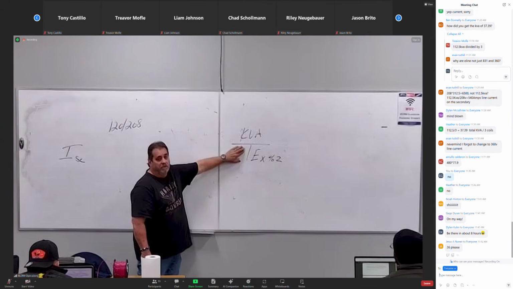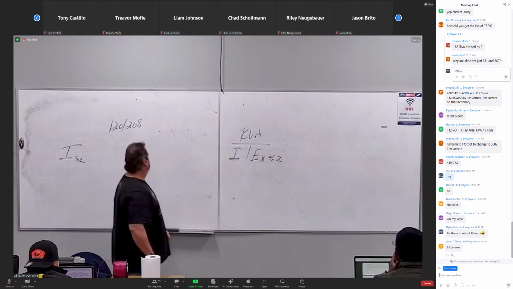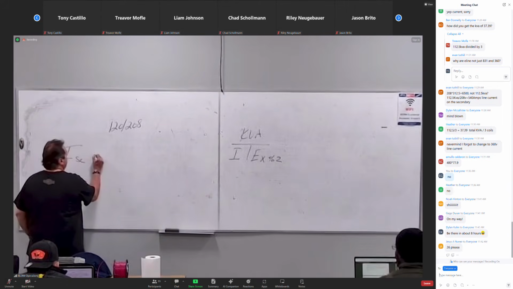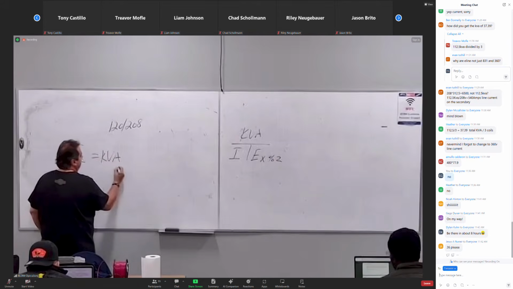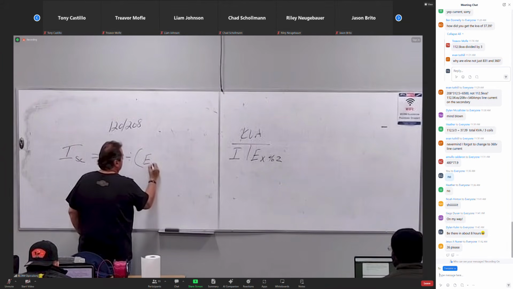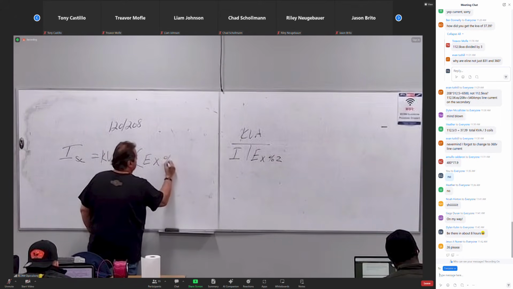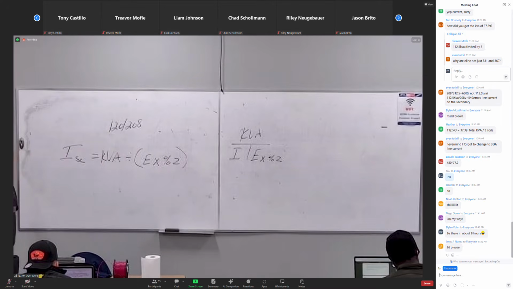That's it. We're looking for I, except we have to take voltage and do this. So if you can do that formula, it's ISC equals VA, or you could do KVA, I'll put KVA, divided by, in parentheses, E times the percent of impedance. Okay, so let's fill in the blanks.